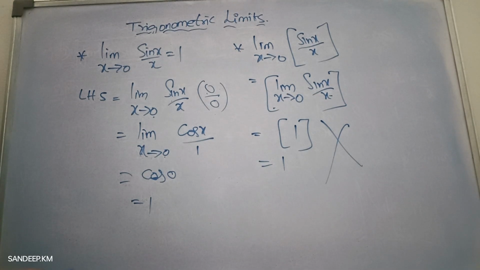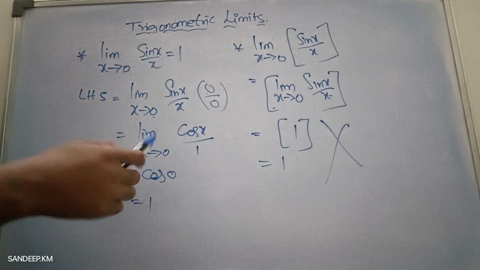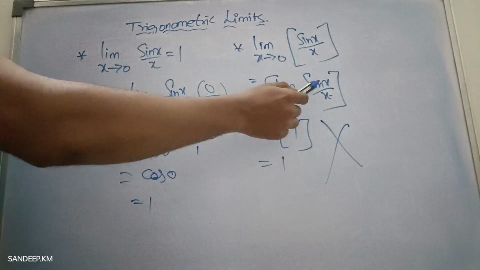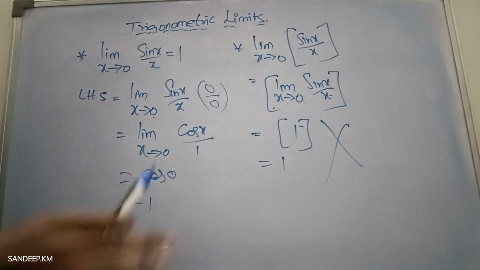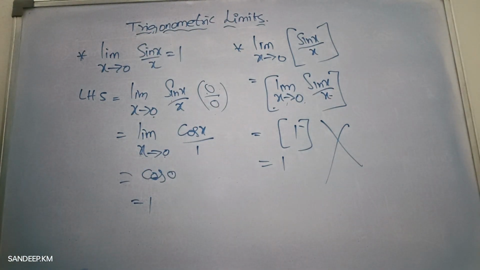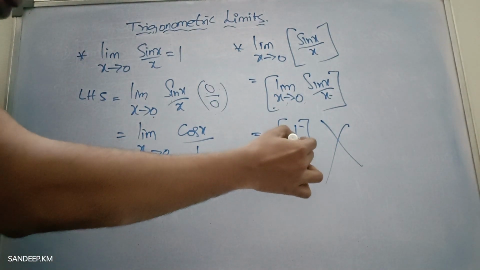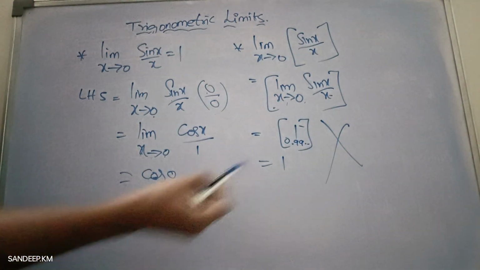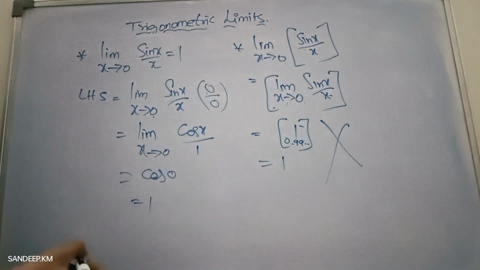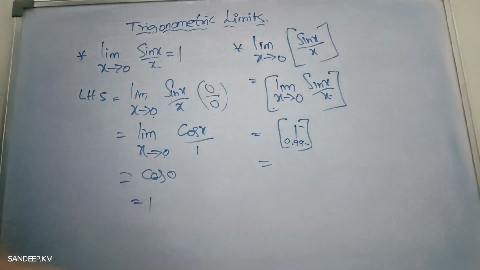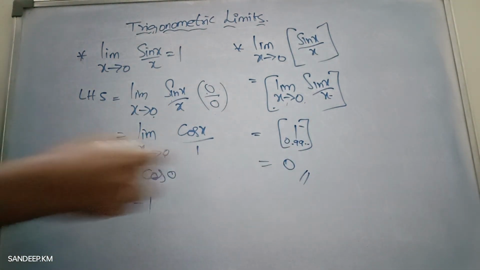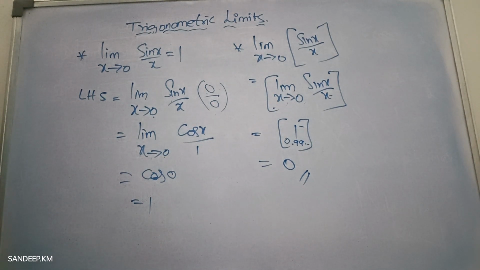I'll let you know. I already told you in LHL and RHL that limit x approaches 0, sin x by x is actually 1 minus. It is not exactly 1, it is 1 minus. 1 minus means 0.9999 and so on. And what is step of 0.9999 and so on? The step of 0.9999 and so on is equal to 0. The actual answer is 0. It is not equal to 1. Remember this. You might think that the answer is 1, but the answer is not 1.